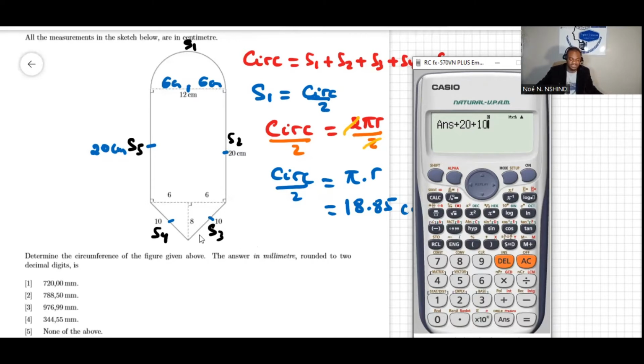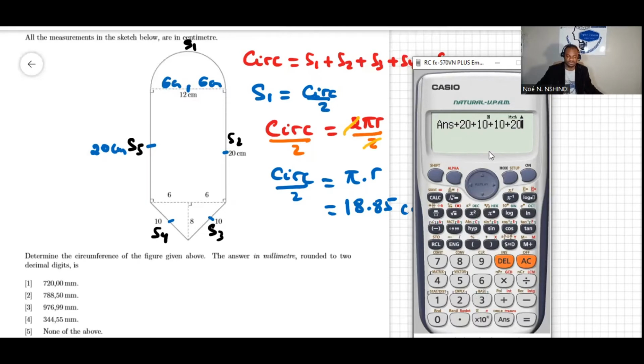And then this other side also is 10 units, so plus 10 again. And then plus that side is 20 units, so we're gonna say plus 20 again. And then plus the circumference, which was the answer that I got here. But I cannot add those ones, because they are not the outer, they're not outside, they're inside the shape. Okay, the perimeter is the sum of the outside.